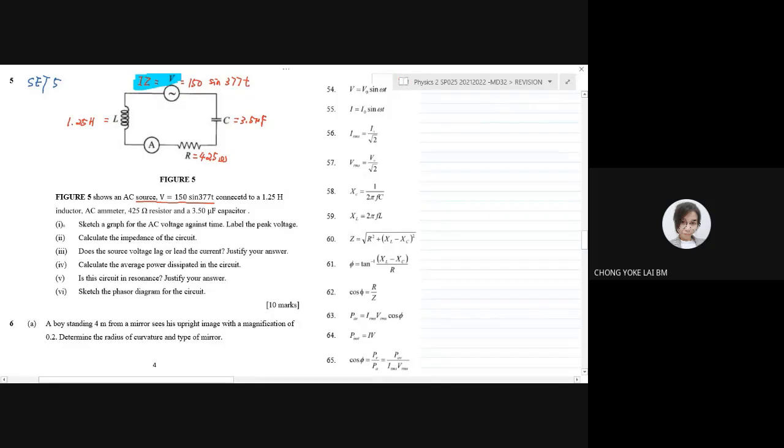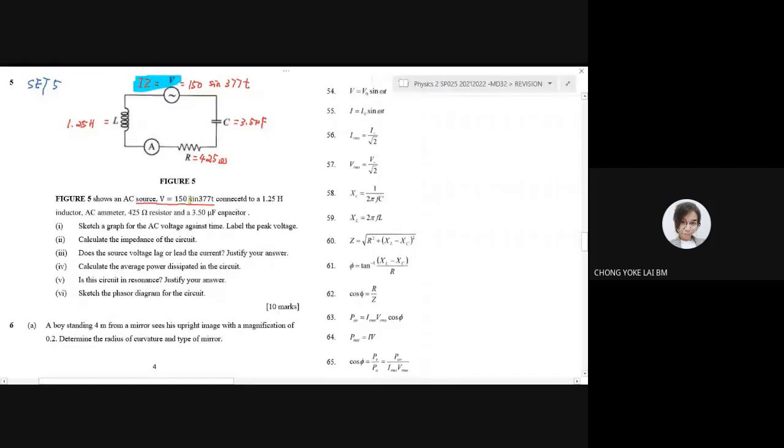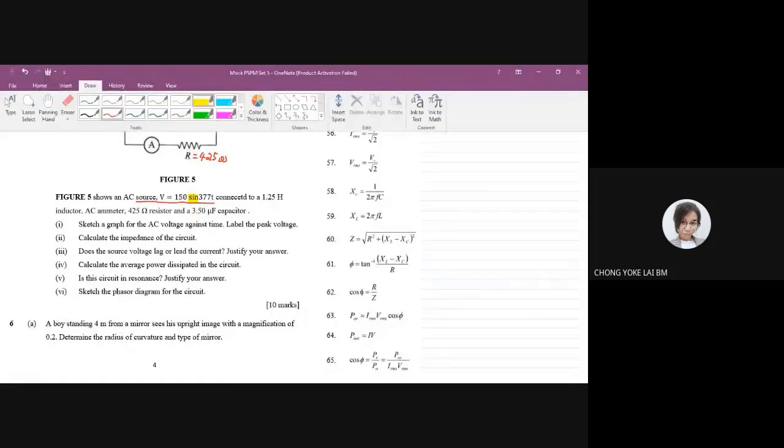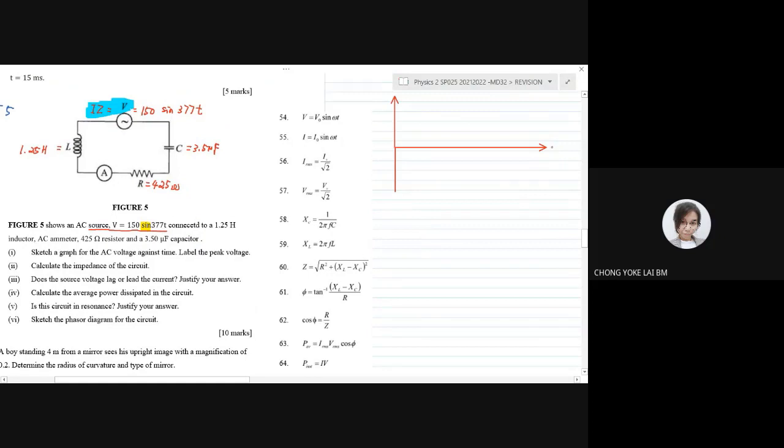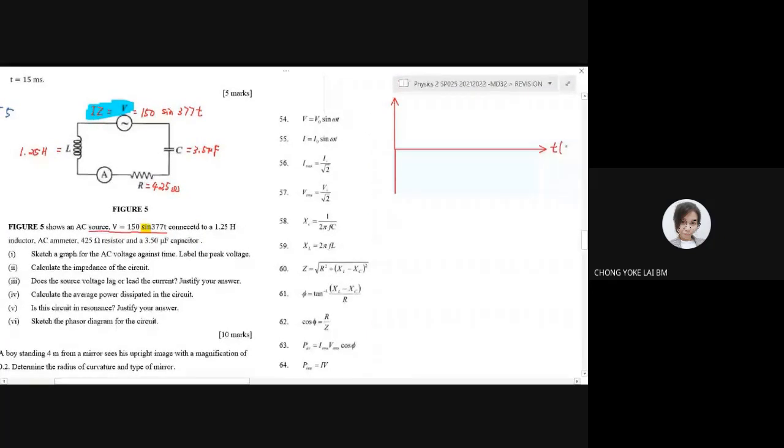Okay? So question 1, sketch a graph for the AC voltage against time. Label the peak voltage. So kita nak sketch graph voltage against time. So kita ada equation ni untuk represent alternating voltage. Dan equation ni adalah sin, function sin. So maksudnya kita kena sketch satu graph. So label the axis. X axis mesti time, second. Y axis is voltage, V.